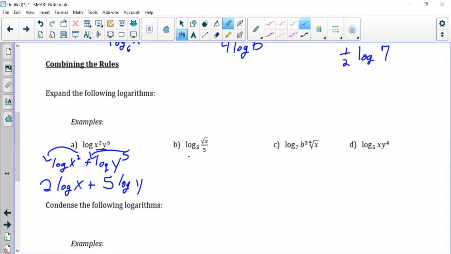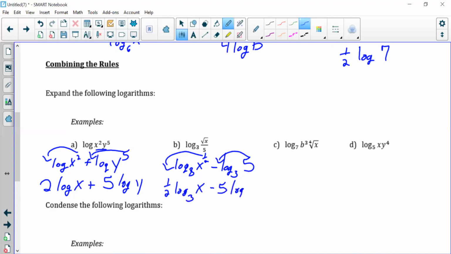Once again, this is division, so we're going to expand this. So the log base 3, and this is radical x. I'm going to go ahead and write this with an exponent. The 1/2 minus the log base 3 of 5. Bring the exponents out front. So 1/2 the log base 3 of x minus 5 is the log of 3.